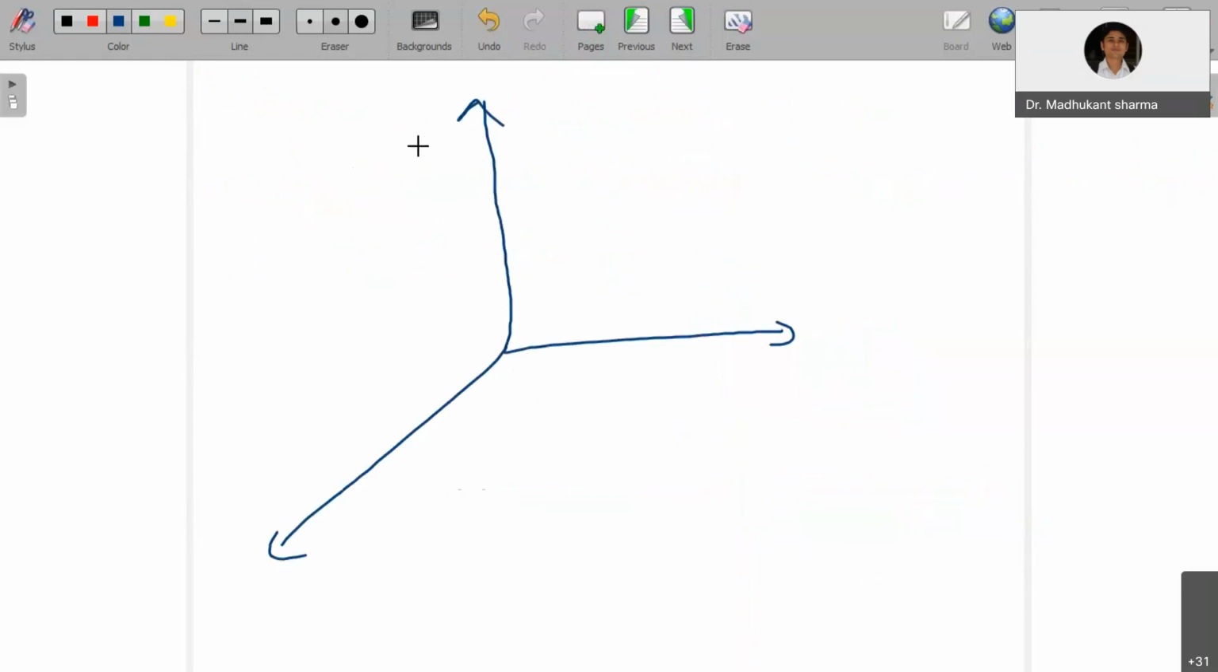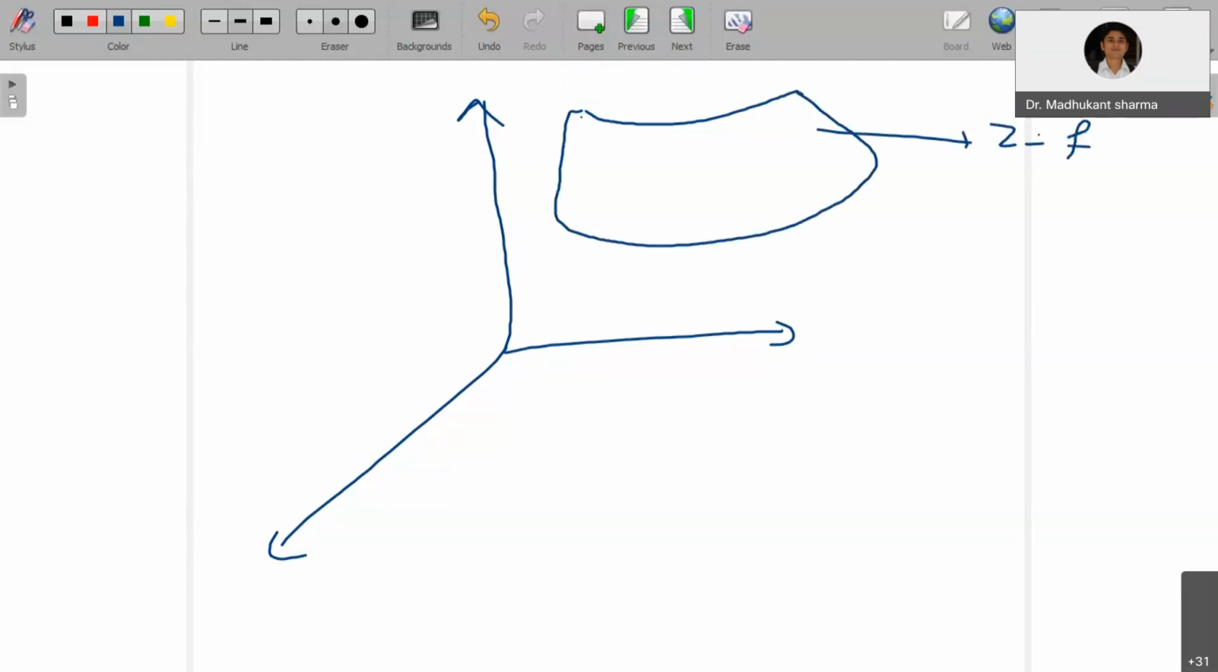So you have somewhere, see, whenever you're talking about volume, it remains positive, and you're talking about above the xy plane. Okay, so let's have some z equals f of x y, and you have one rectangle over which you are talking about.